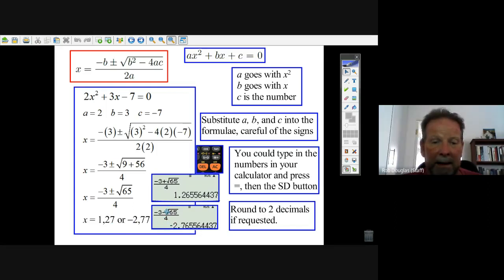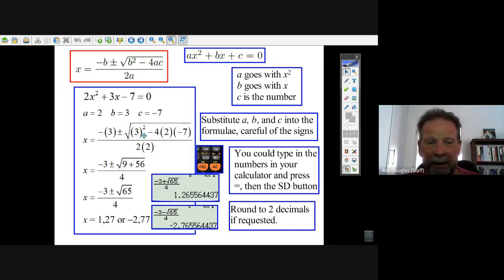Then you've got to go back in and change that to a minus up in your calculator and press equals, and then press the SD button, and you'll get minus 2.765. That's minus 2.77.